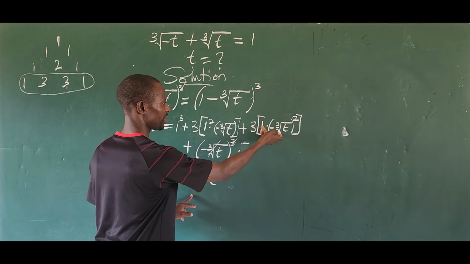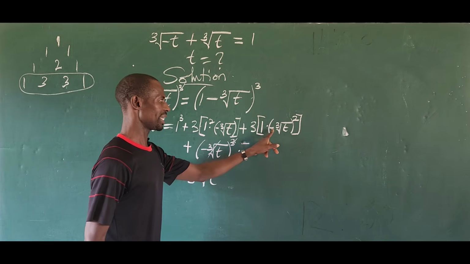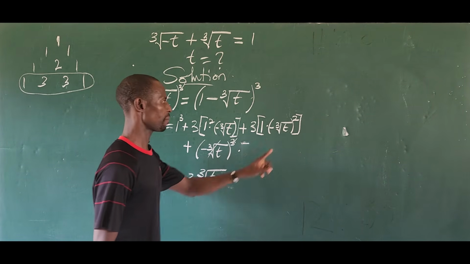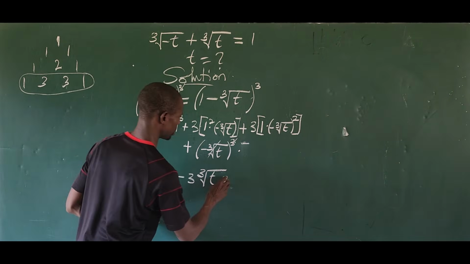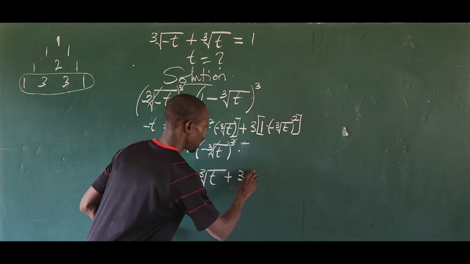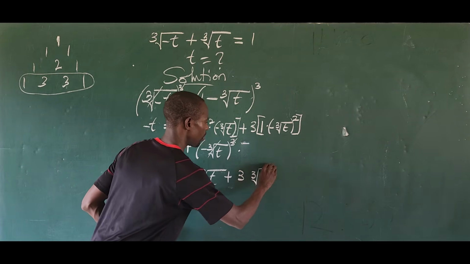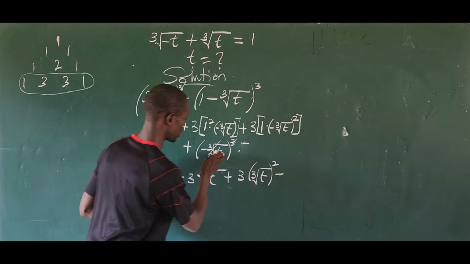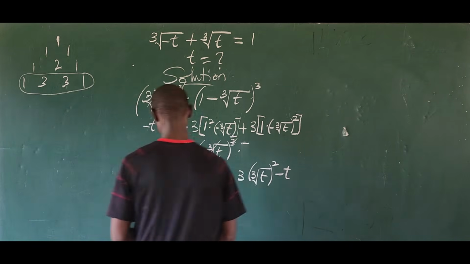This 1 times everything here will give us the same. But these two, we multiply this minus 1 into 2 times, that will give us positive. And this, we multiply this. And so we are now left with our plus 3, then times the cube root of t all raised to power 2. Then minus, here we have minus, like we said before, minus t here. All right.